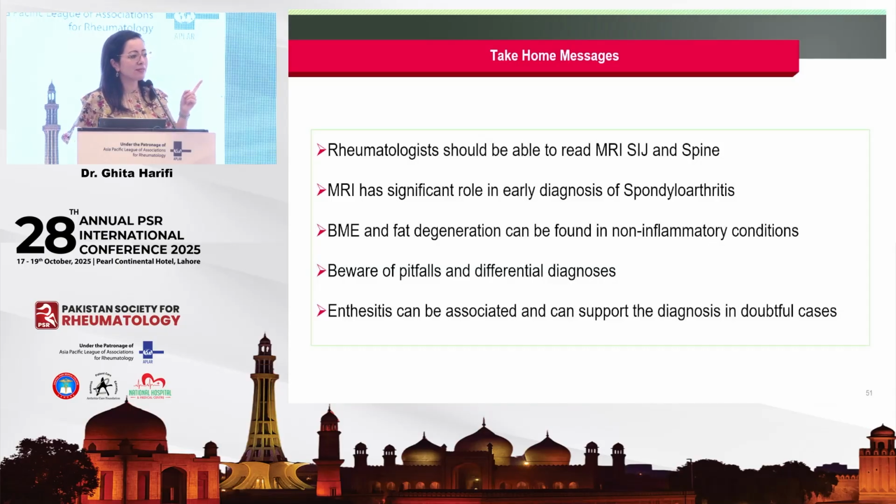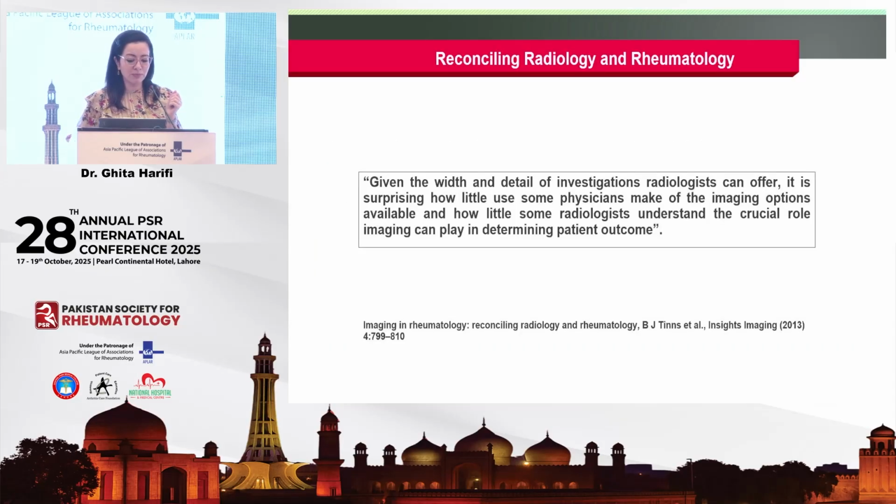And enthesitis, be aware of enthesitis and look for enthesitis in the pelvis. And I would say mostly in young patients. The younger your patients are, and the pediatric rheumatologists are aware of that, pelvic enthesitis is quite common in adolescents and teenagers with early inflammatory spondyloarthritis.